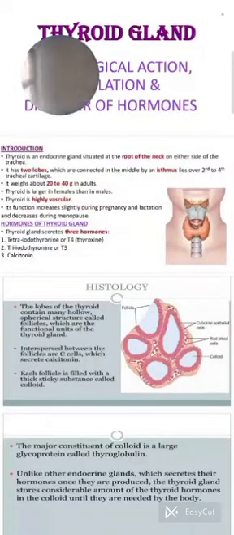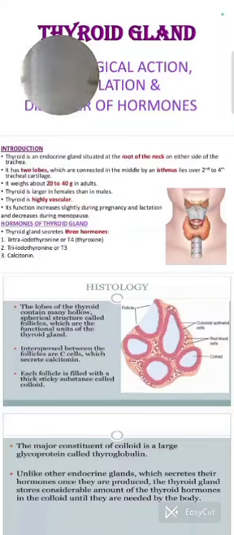Good morning, everyone. So today we'll see about the physiological actions, regulation, and the disorders of the hormones secreted by the thyroid gland. Before going to the functions, we'll first see the introduction to the thyroid gland.